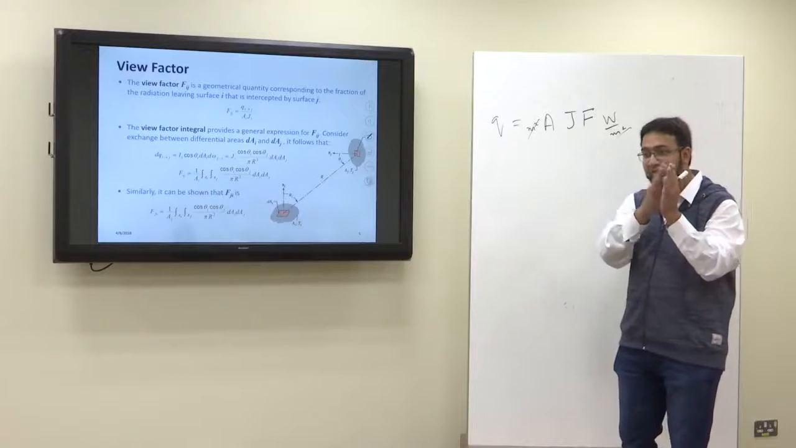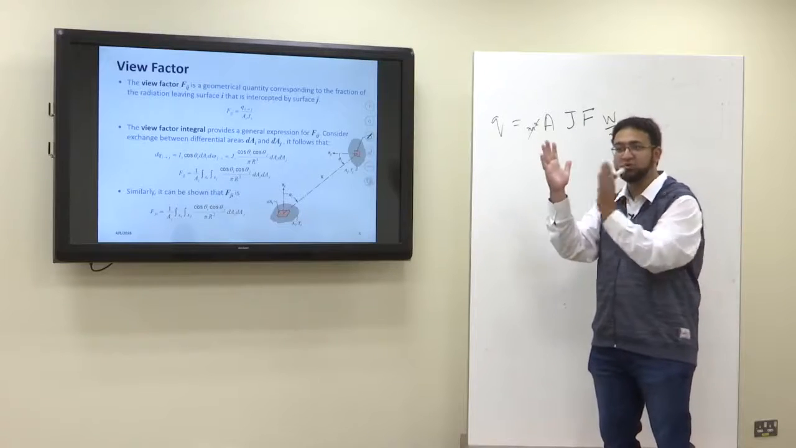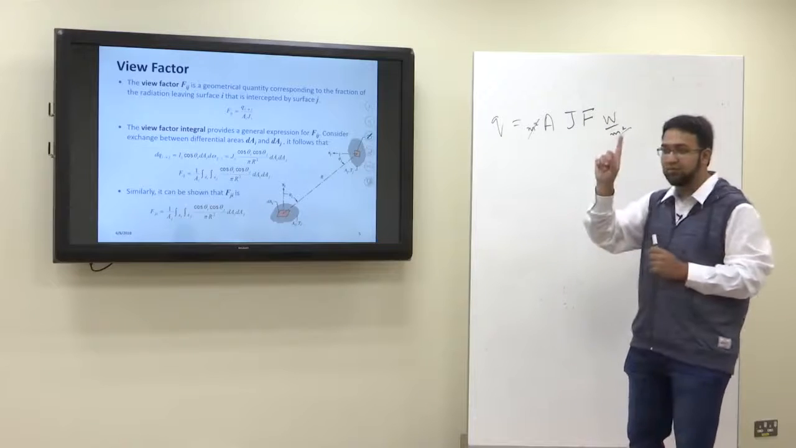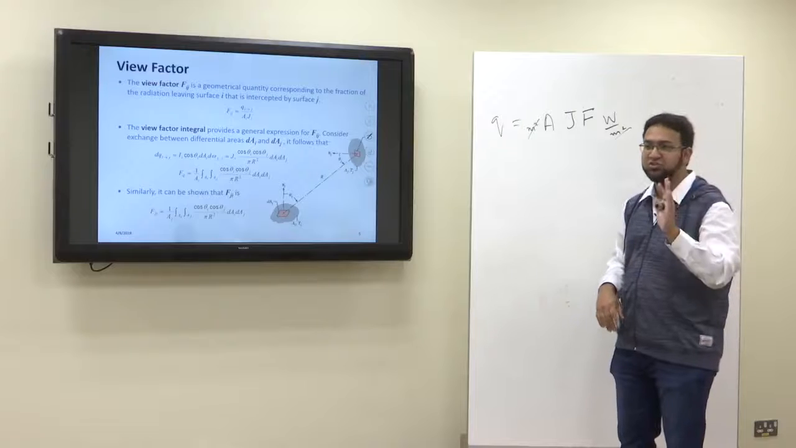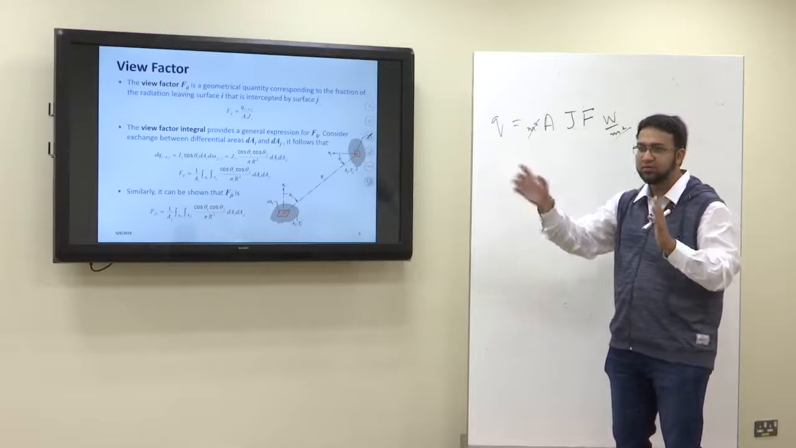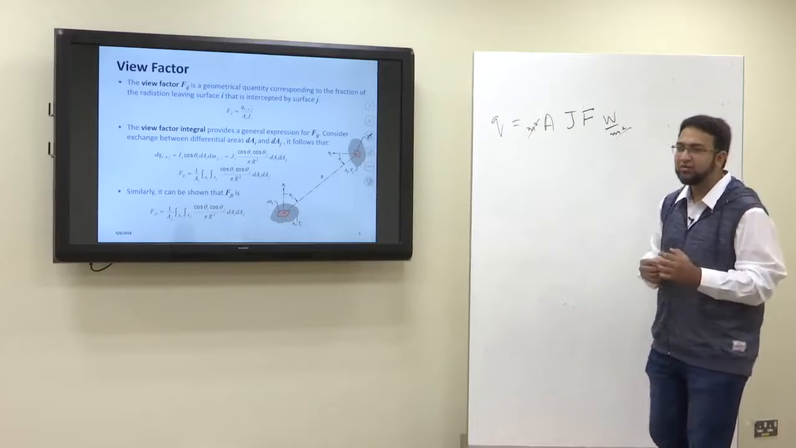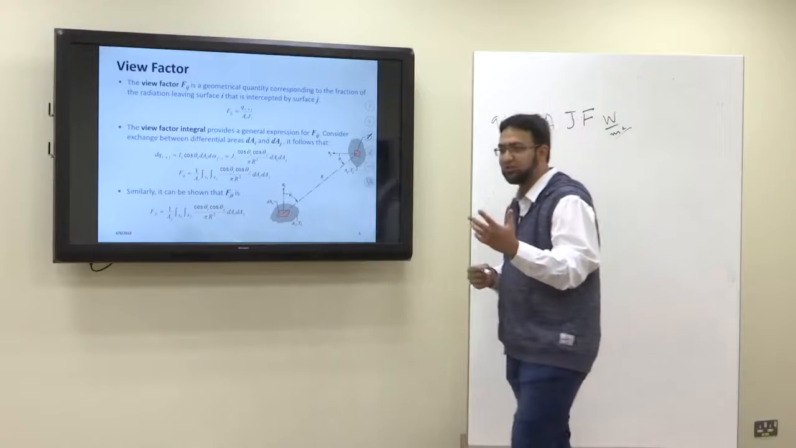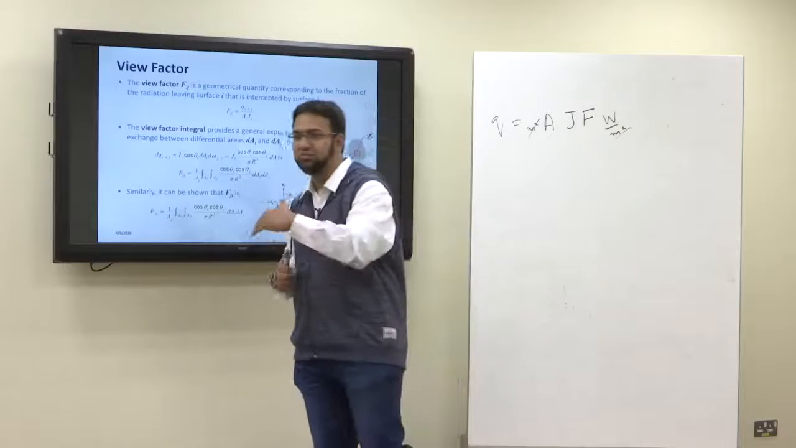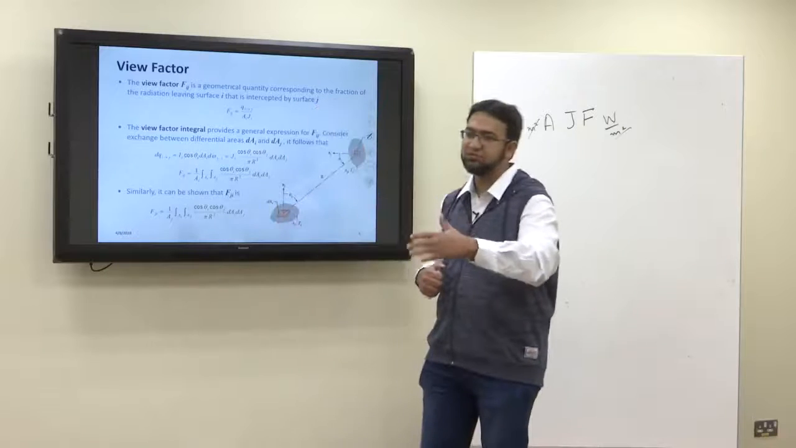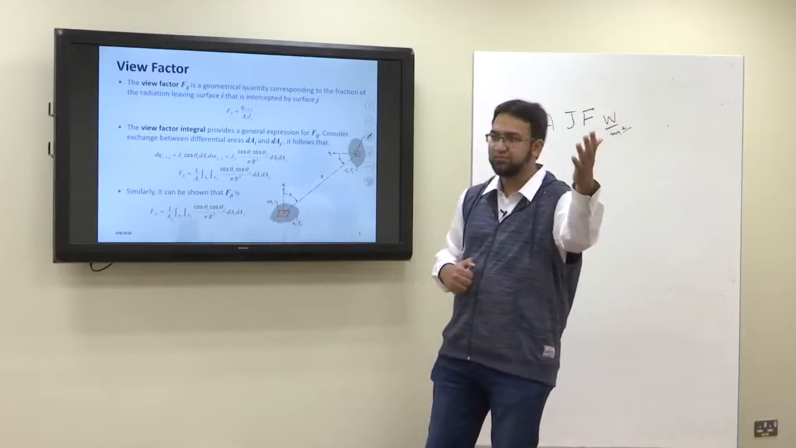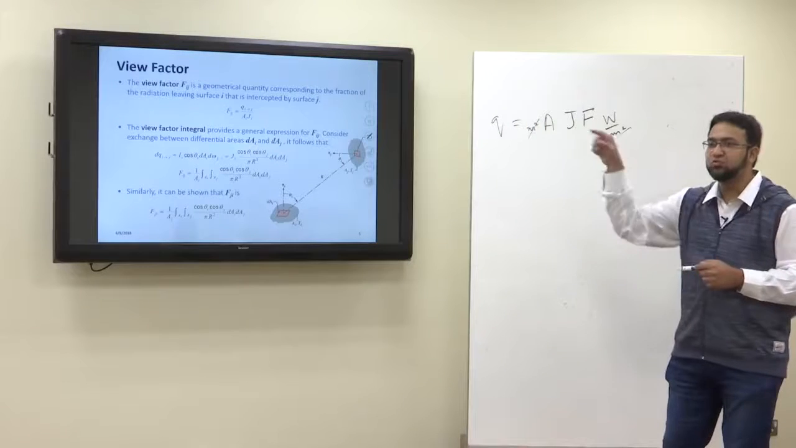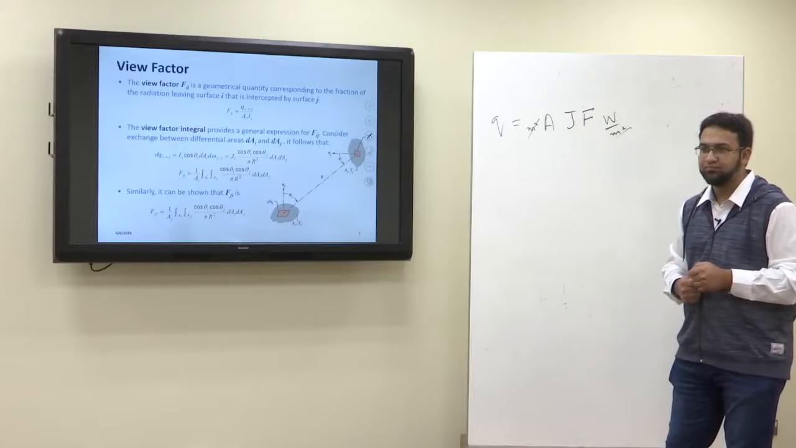If 100% of the energy from A reaches B, then F will be 1. If none of the energy reaches from A to B, then it's 0. So view factor is basically a percentage: how much energy emitted by one surface reaches the other surface. Okay? And its value ranges between 0 and 1.